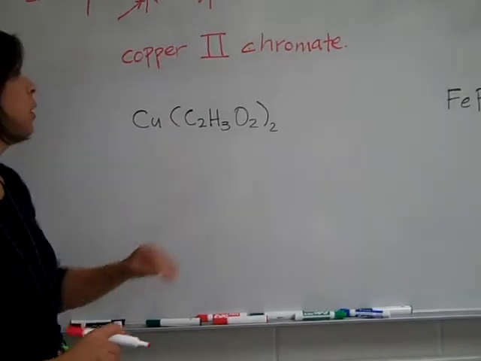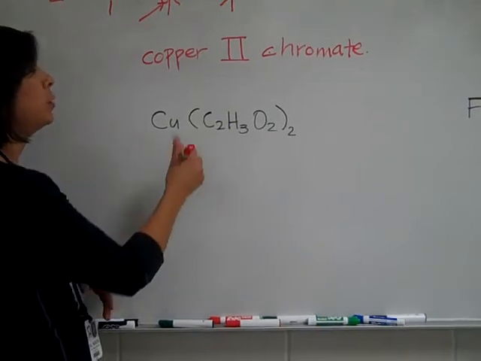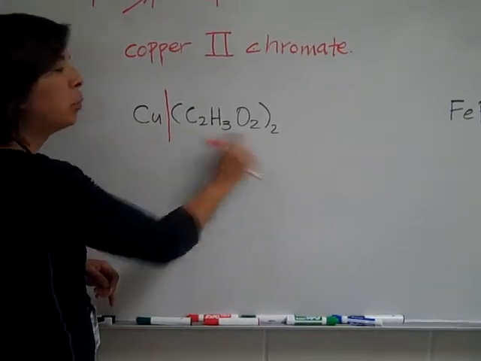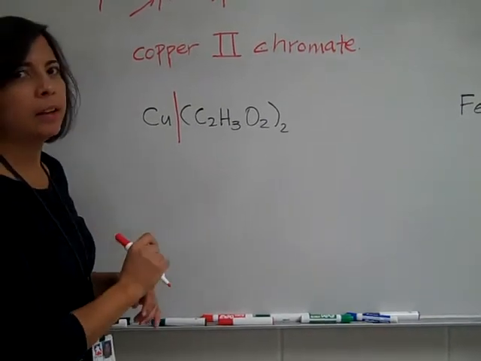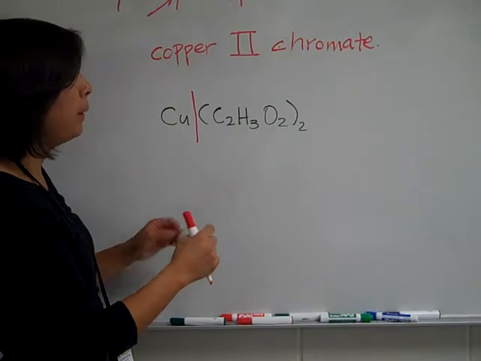So here's another example. Remember, you have to identify what type of compound you have. When you split it down the middle, you notice that there's a transition metal on this side, and on this side you have more than one element, so that means you have a polyatomic ion. So again, you have a transition metal polyatomic ion compound.